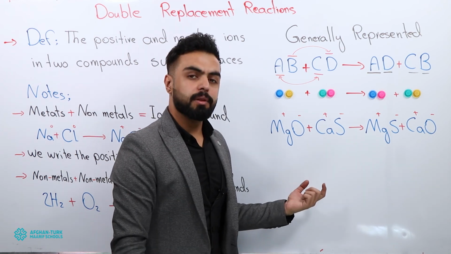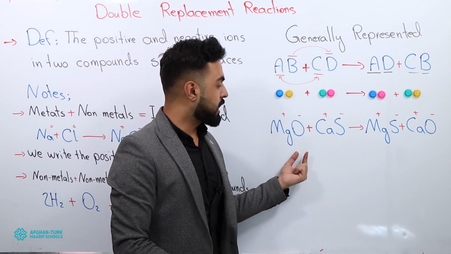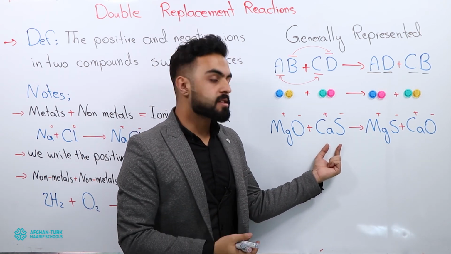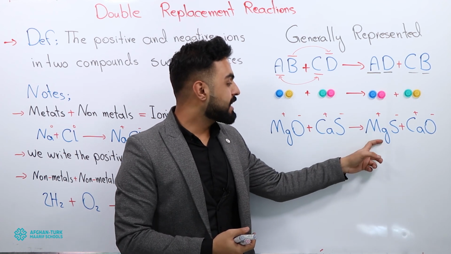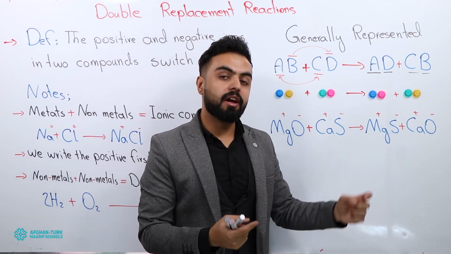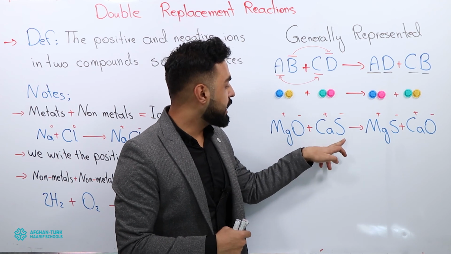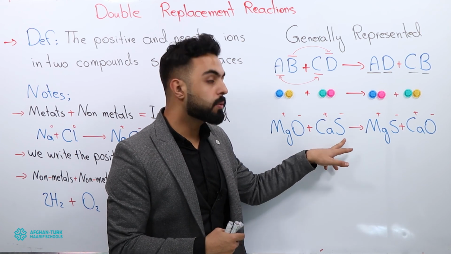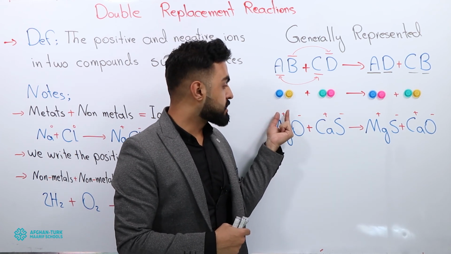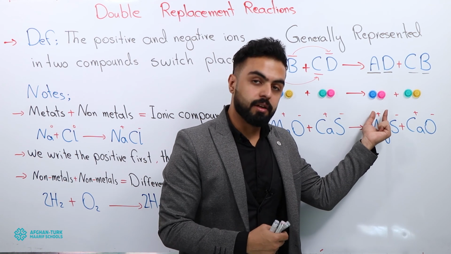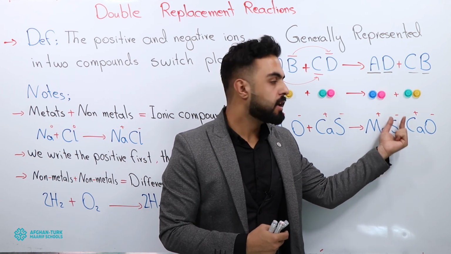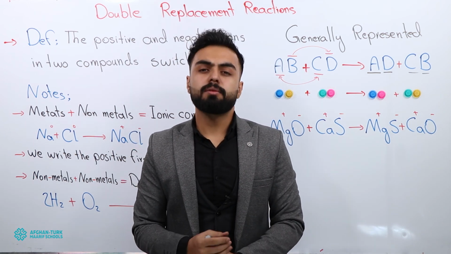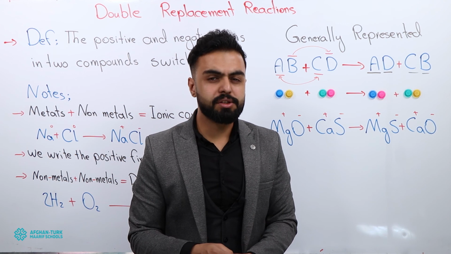And a real example of this is magnesium oxide, a compound, will react with calcium sulfide. Then magnesium and calcium are in their own place. Just the negative ions change their positions. Oxygen with sulfur. So as I told before, positive first, then there is a negative element. Positive is first and then the negative element. So that was all about the chemical reactions.